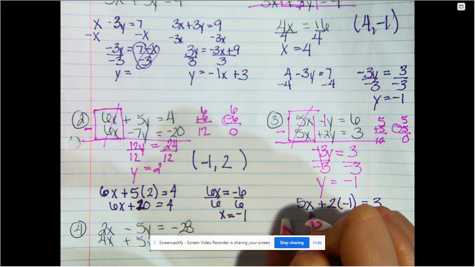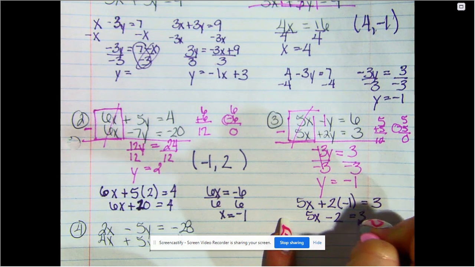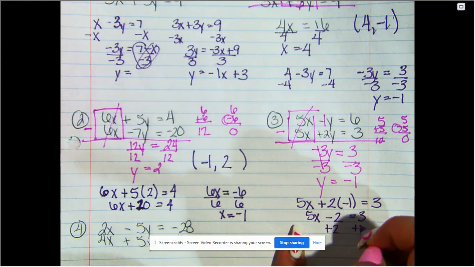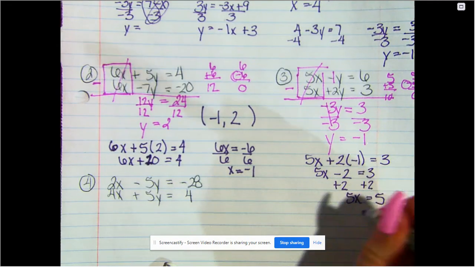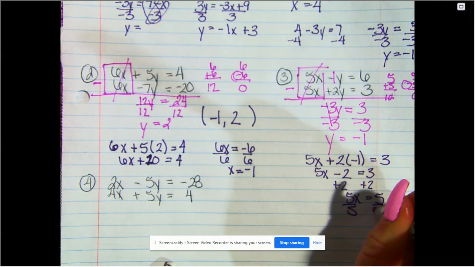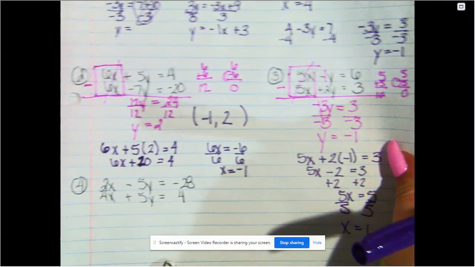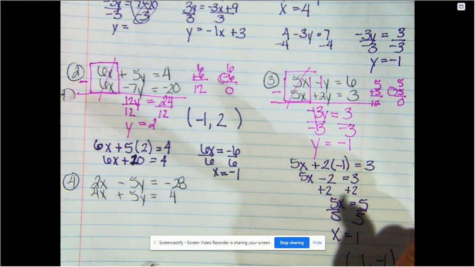Okay, so we have 5x minus 2 is equal to 3. Two-step problem. Add 2 to both sides. 5x is equal to 5. Let me scoot this up. Divide by 5. Divide by 5. X is equal to 1. Okay, so my solution for this particular pair is 1, negative 1.